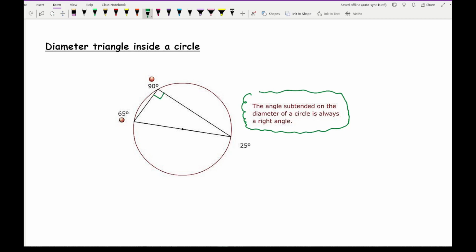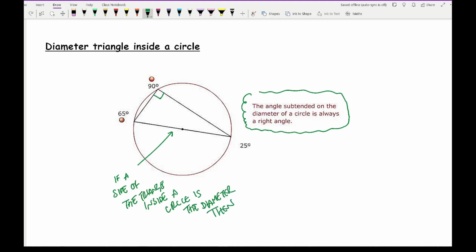So this angle here, if this is the diameter, so if a side of the triangle inside a circle is the diameter, then the opposite angle to the diameter will be 90 degrees. So this angle here would always be 90.